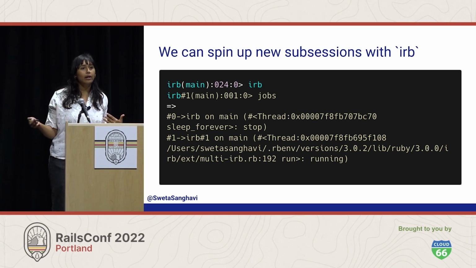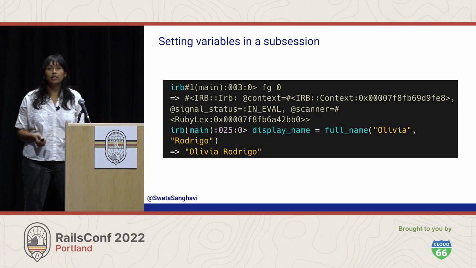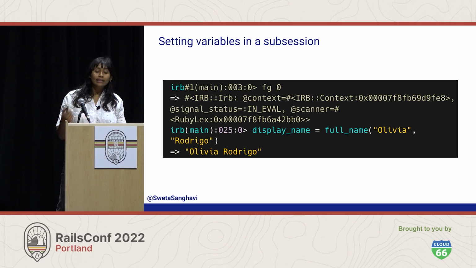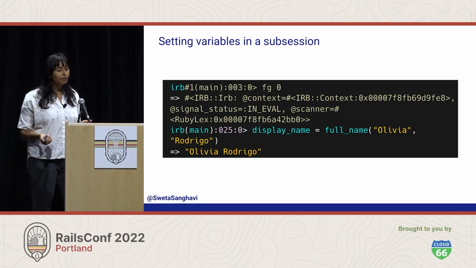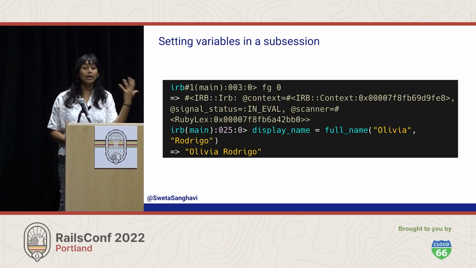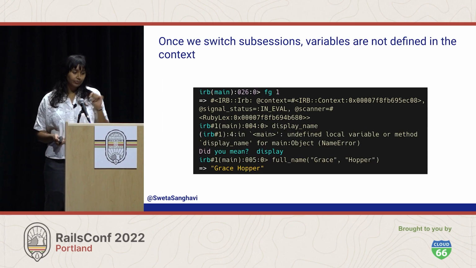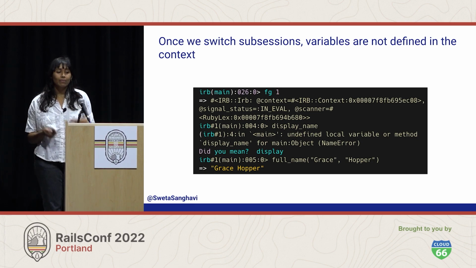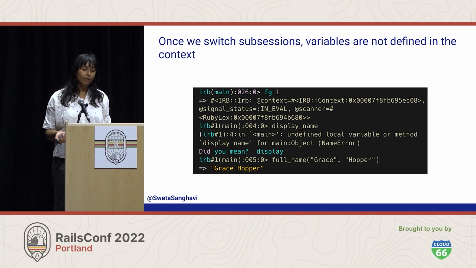Let's figure out what's shared and not shared between the 2 of them. So let's go back to that first subsession we started at by using the command fg 0. And let's set a variable display name and set it to the return value of calling full name on Olivia Rodrigo. Cool, so now in subsession 0, we have this variable display name. Let's switch back to subsession 1. When we then try to call display name in subsession 1, we no longer have access to that variable.